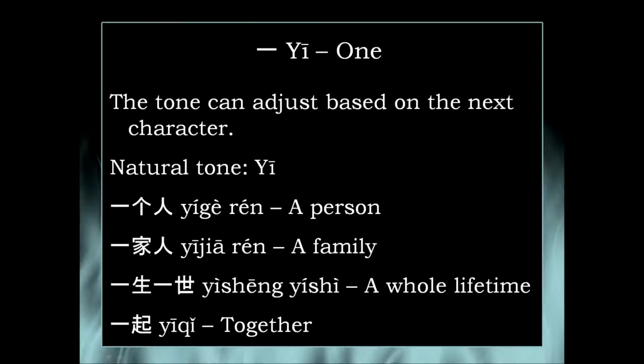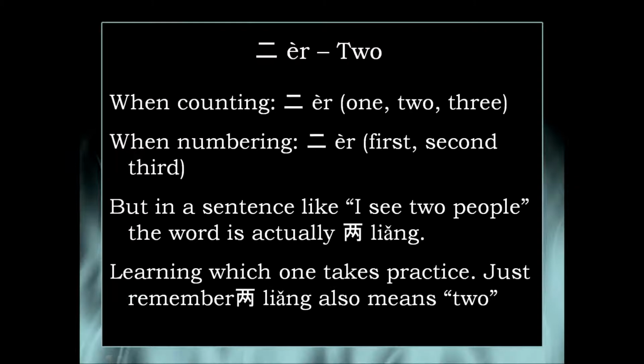It's rather a romantic way of saying that, I guess. 一生一世. Notice the yī has switched twice to two different tones that are neither of them its natural tone in order to accommodate the following words. And finally, if the next character is a third tone, like 起, it'll stay its natural tone. 一起, 一起 means together.